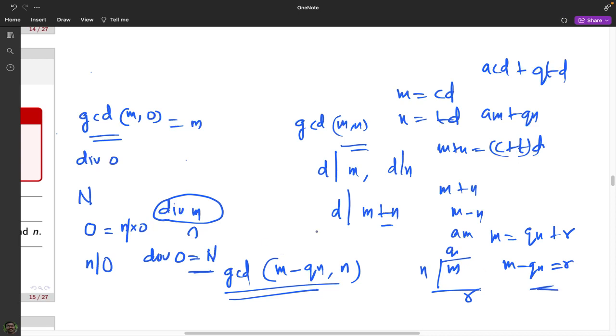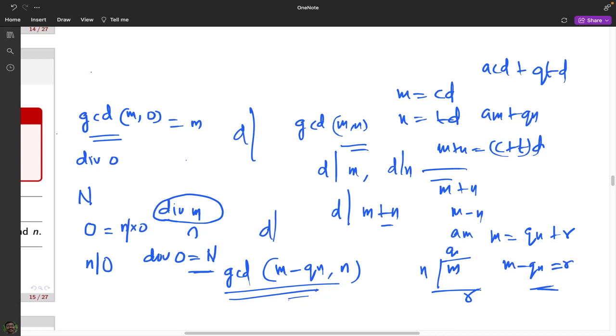Okay, so the significance of this result is that it is obvious that if a divisor D divides m and n, it will always divide m minus qn and n. Why? Because if D divides m and n, D should divide m minus qn, because D is present in both m and n as well as n itself. So GCD of m and n will always be equal to GCD of m minus qn and n, because of this linear combination result.